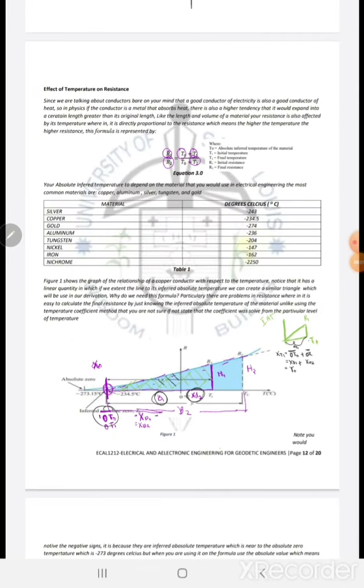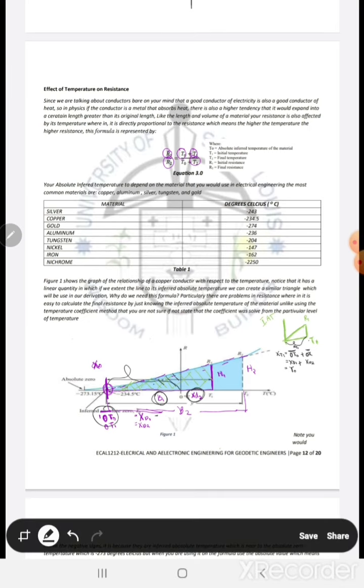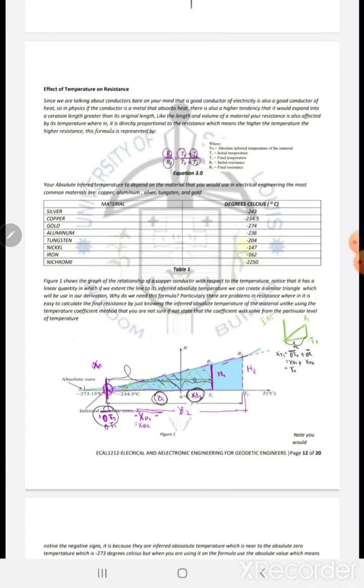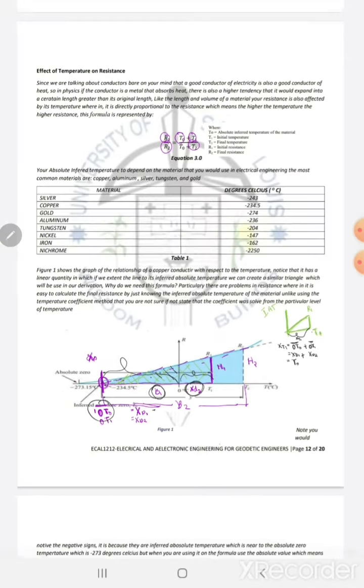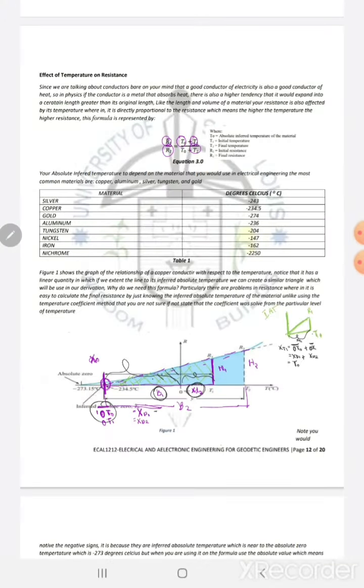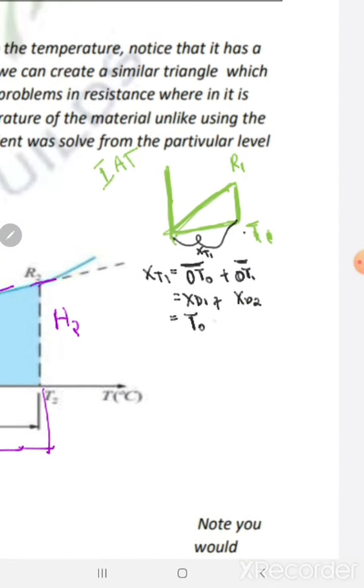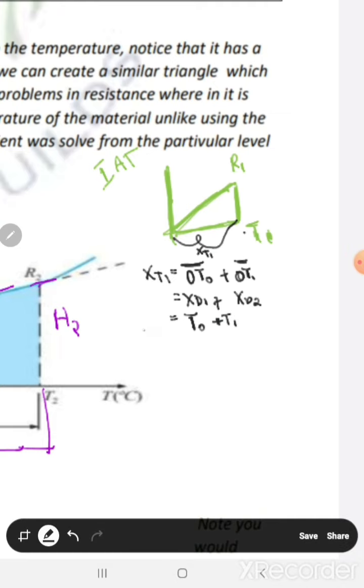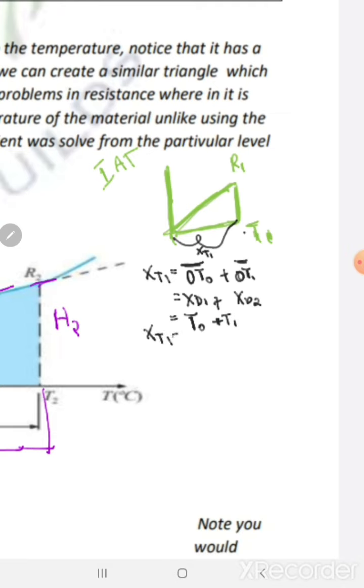Ito di ba? T sub 0. Ito yung value mo from 0 to T0, plus the value of your XT2, or from 0 to T1, plus T1. Okay? That is our distance 1, XT1, which is equal to T0 plus T1.